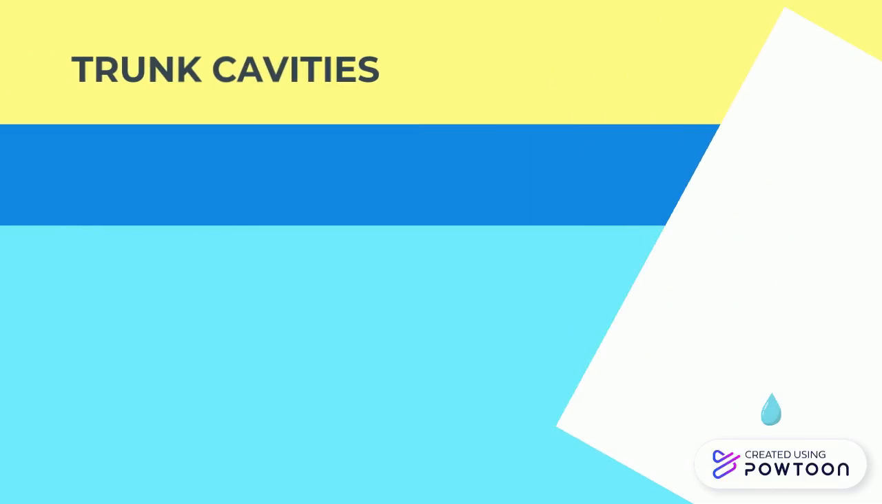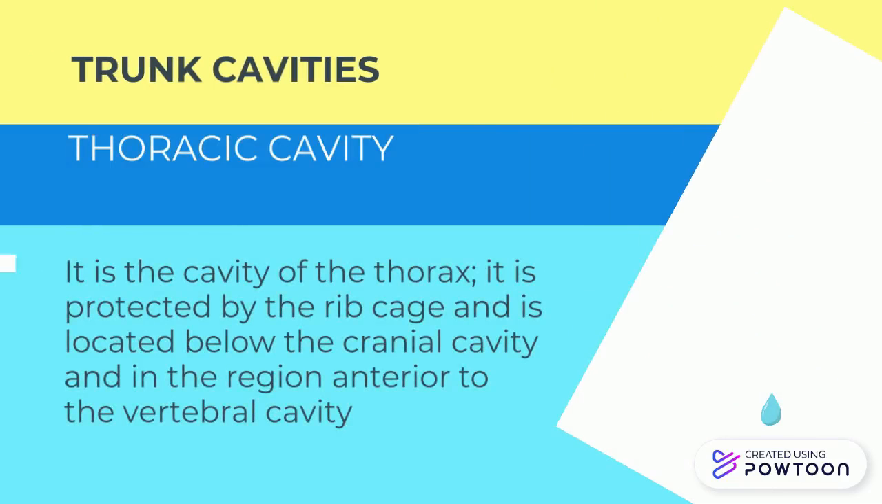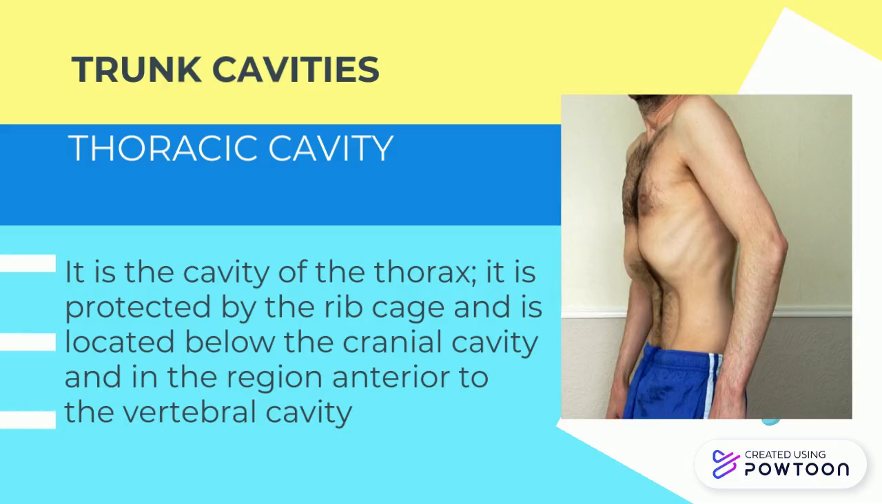Then, the thoracic cavity, it's the cavity of the thorax. It's protected by the rib cage and is located below the cranial cavity and in the region anterior to the vertebral cavity.